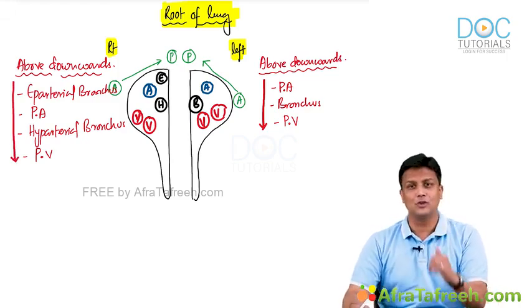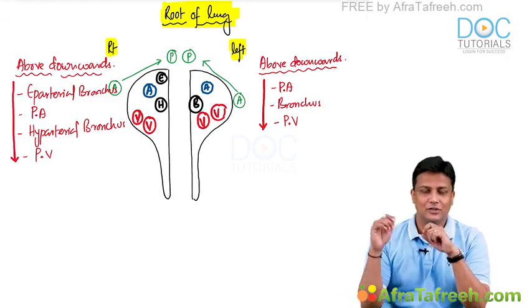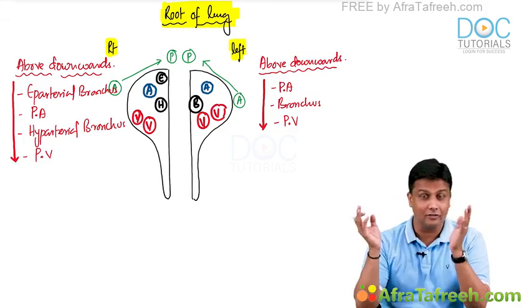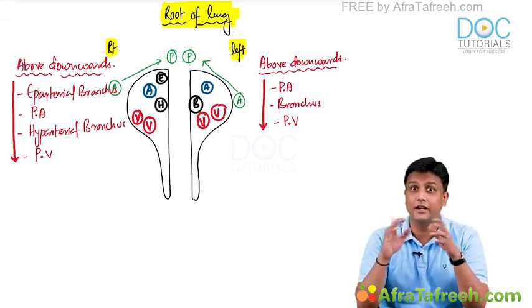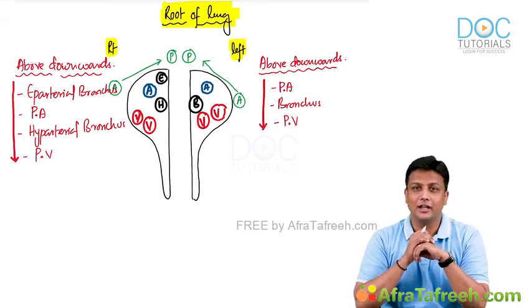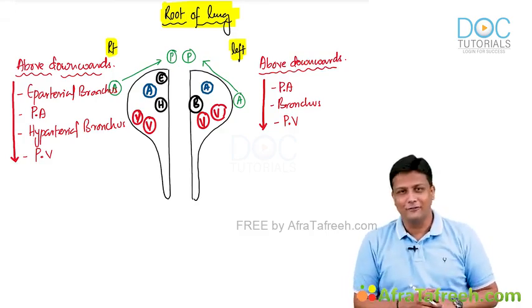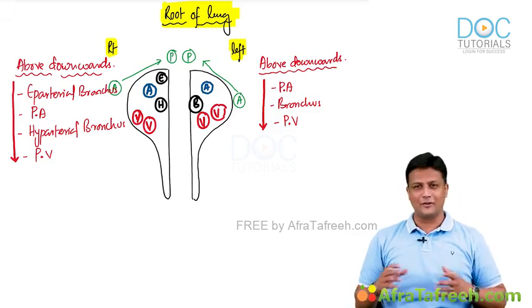And my dear friends, if you just look at that list right now, in the root of the right lung and left lung, the structures are arranged in a different manner. That's the reason why in the exams this topic creates a lot of confusion, and that is why it is a hot favorite of your examiners. Your examiners are trying to confuse you.